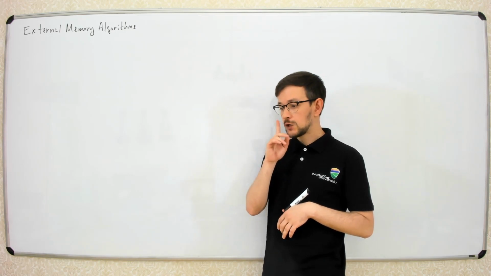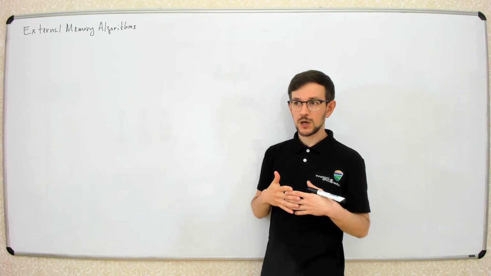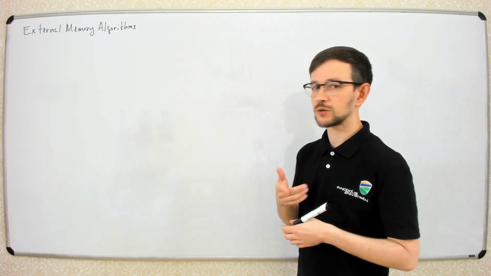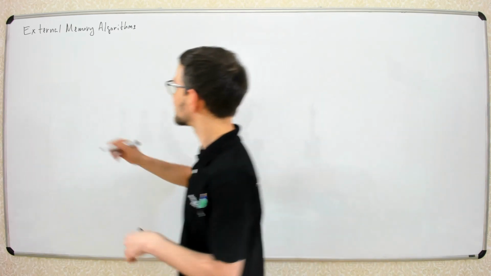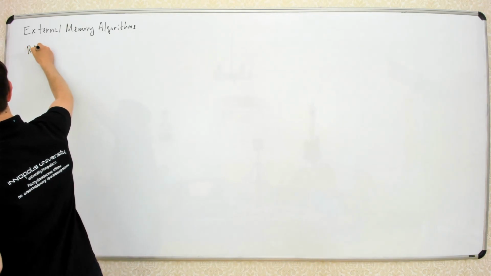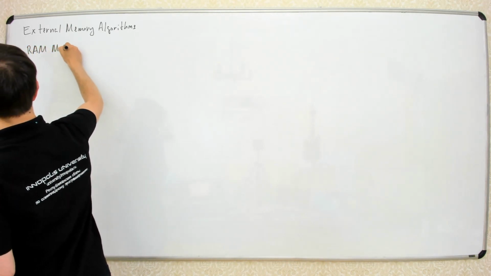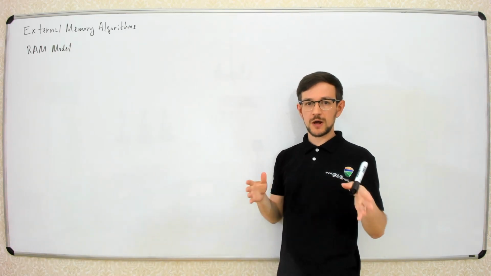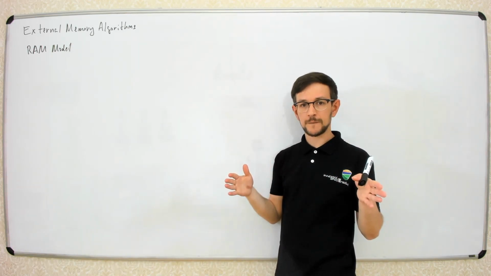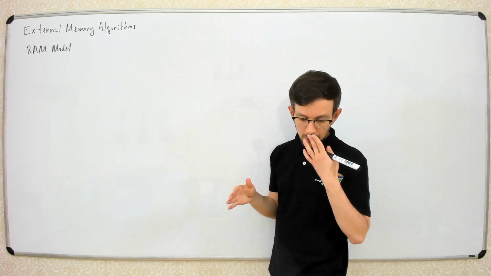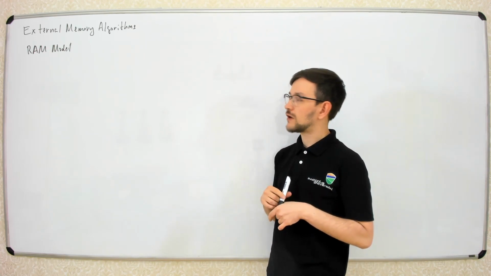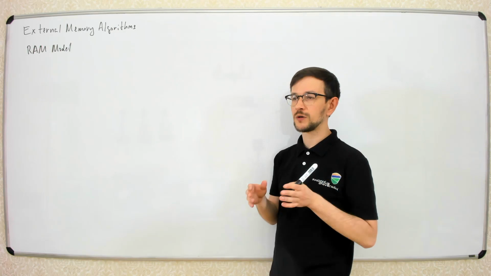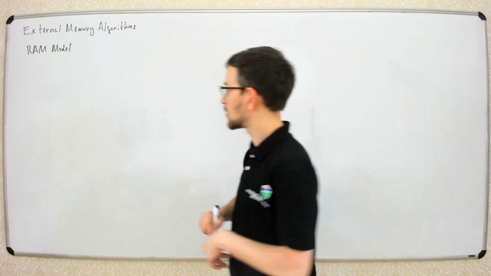Let's see. Usually, when we discuss algorithms, we work in what's called a RAM model, right? We discussed it in the first lecture of the first semester. Usually, when you build some algorithm, you think you're working in a RAM model. The RAM model is a very simple model. In the RAM model, you think that all your data is stored in some RAM.